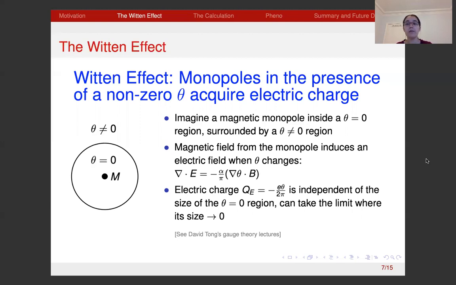So we can take the limit where the size of this inner region goes to 0, and it looks just like a monopole in a region where theta is not equal to 0 without this inner region, and we still expect this electric charge to exist. So that's the Witten effect. And that tells you qualitatively why we expect it.